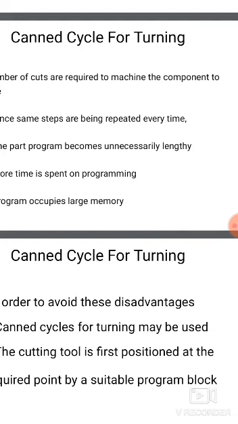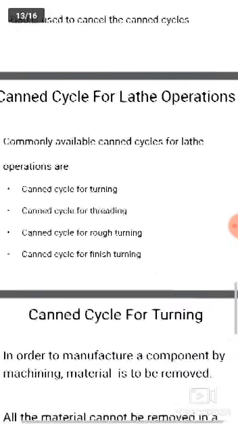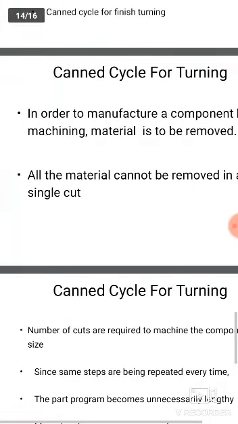G71 means rough turning cycle. G72 means facing cycle. G70 means finishing cycle. So what are canned cycles? We have seen how we write canned cycles in turning operations and lathe operations, and how to write the programs. A canned cycle is a combination of machine movements that perform the machining operation. So canned cycles are a combination of machining movements.